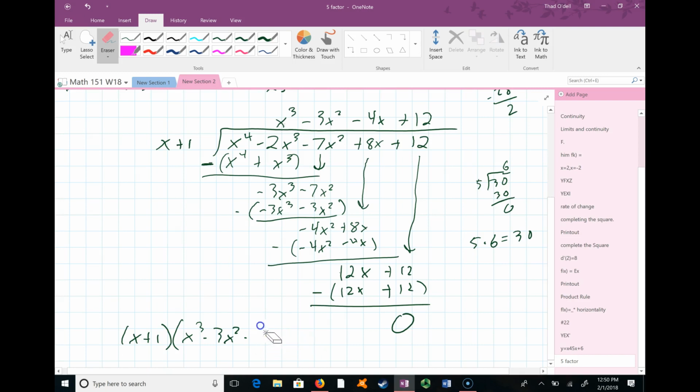Things ran into the top of each other. Minus, what was it, 3x squared minus 4x plus 12. So if we multiply those two things together, we get x to the fourth minus 2x cubed minus 7x squared plus 8x plus 12.